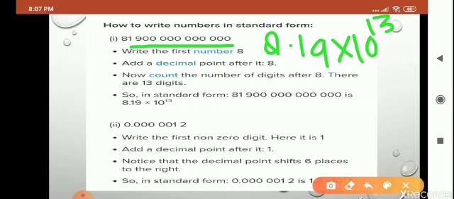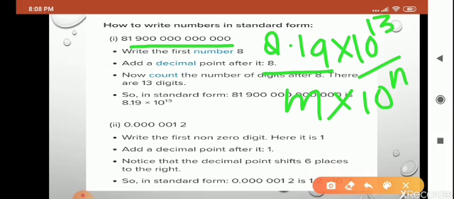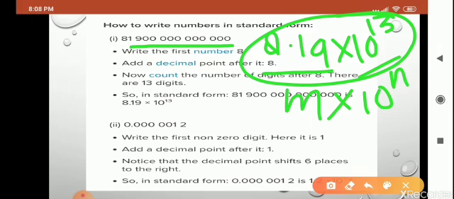After the decimal we count the number of digits and then we write it as the power of 10, like 8.19 into 10 to the power 13. So here 8.19 is m, the value of m, which is greater than 1 and less than 10, and 10 to the power 13, that is the m into 10 to the power n form. So it is the standard form of the given large number.